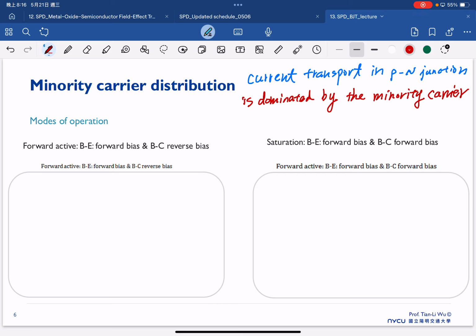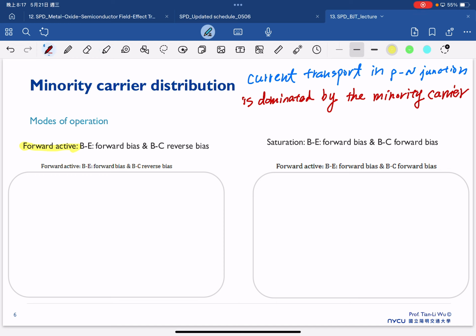So when we analyzed the PN junction, we used the minority carrier to understand the whole current characteristic. Now we will play the same game again. The most important part for the BJT is to understand the minority carrier distribution, and we have to understand it in the different modes. The first and most important is the forward active, where the BE junction is under forward bias, but the BC junction is under reverse bias.